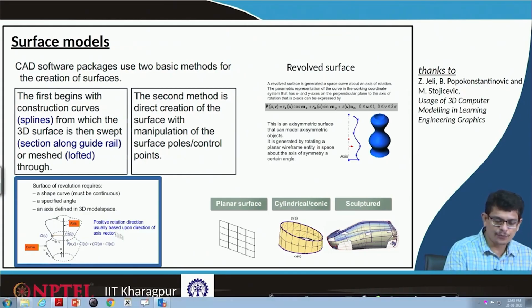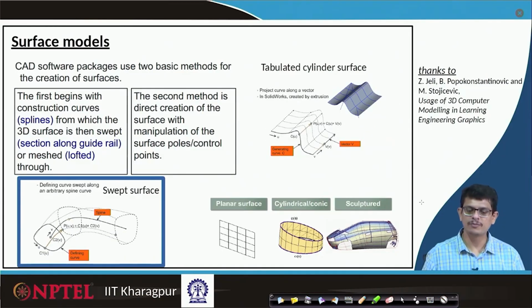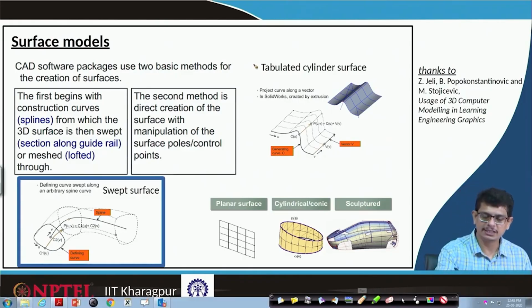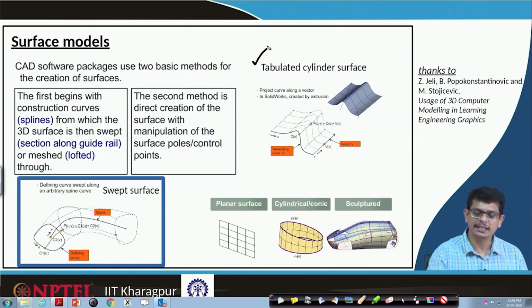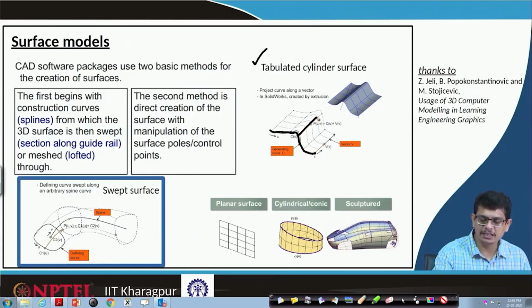Usually, we define positive rotation, something like in counterclockwise direction we will try to rotate the objects. Other surfaces are called tabulated cylinder surfaces. In that case, we have one particular curve. If I am dragging that along a particular direction, it forms a surface.